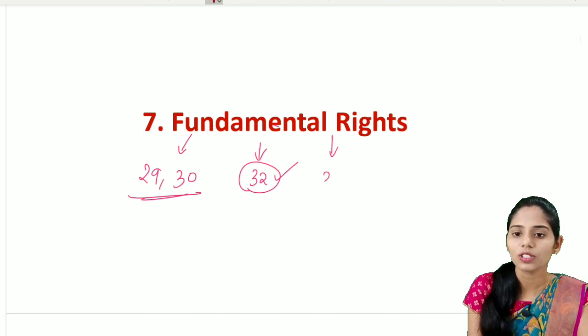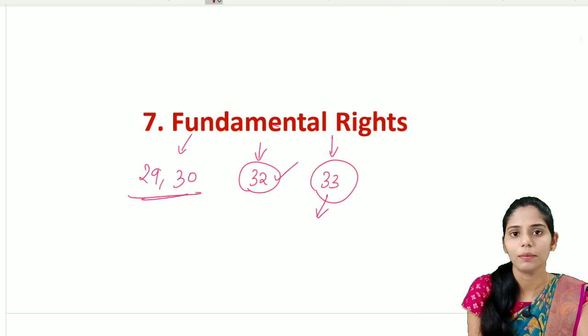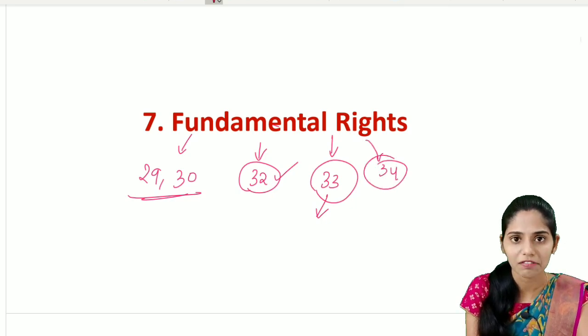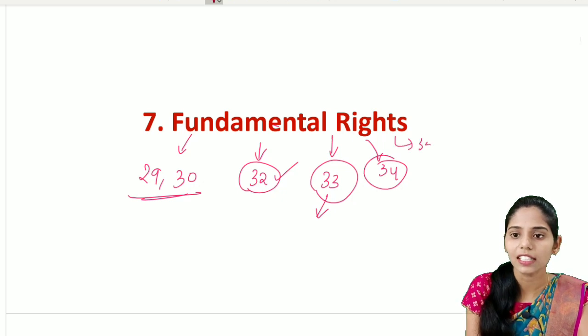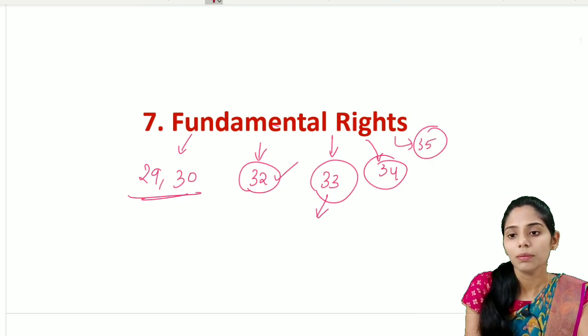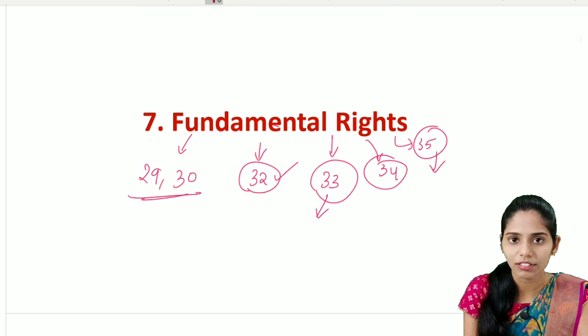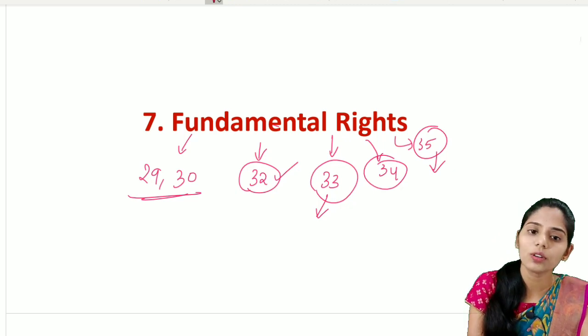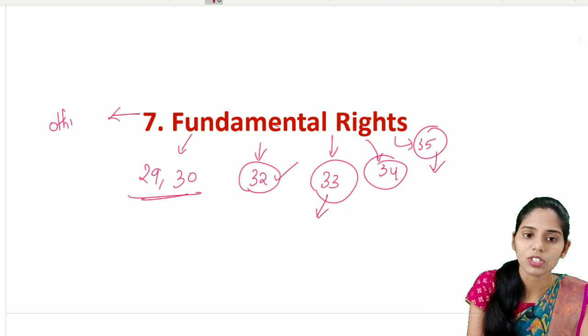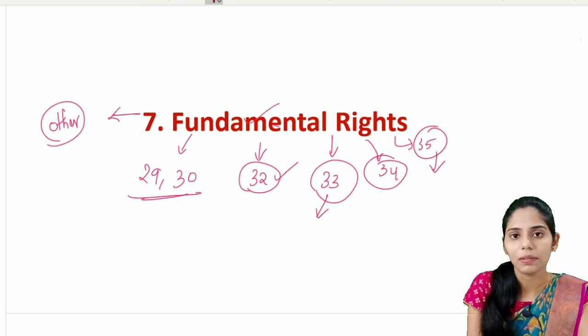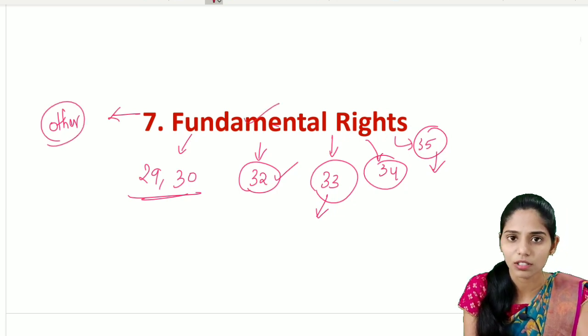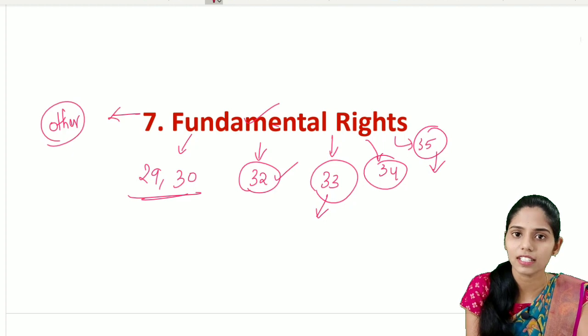And we are also going to see Article 33, which talks about the armed forces and fundamental rights, and Article 34, which talks about martial law and fundamental rights, and Article 35 about some important things regarding the affecting of the fundamental rights. And later on we are going to see some other rights which are not part of the fundamental rights but are present in other parts of the constitution, that is the legal rights as well.